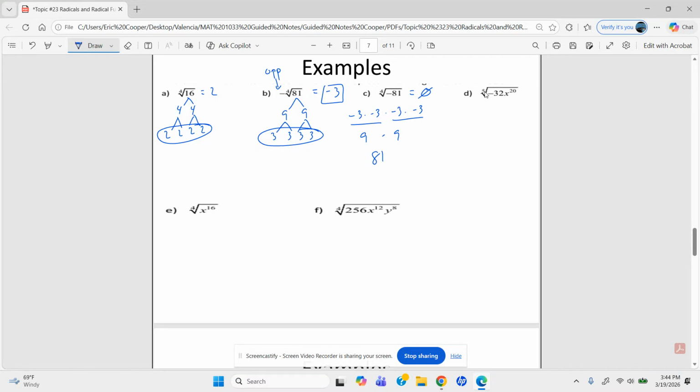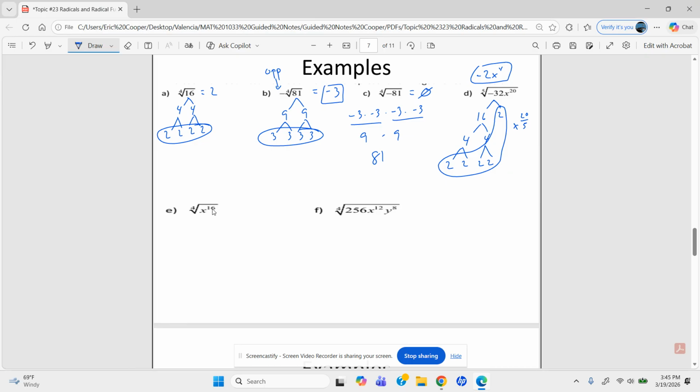Here for negative 32, we're looking for what number times itself 5 times gives me 32. It's okay that it's negative because this index is odd. Well, 32 is just 16 and 2, and 16 is 4 and 4, and each of these 4's becomes 2's. So here I've got 5 sets of 2's. We'll make sure it's negative, so we have negative 2 here. For the x to the 20th, we're just going to divide it by 5 because our index is 5. We always just take the exponent divided by the index. 20 divided by 5 gives me 4. So this would simplify to negative 2 x to the 4th.